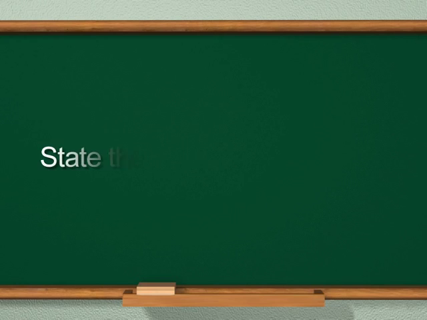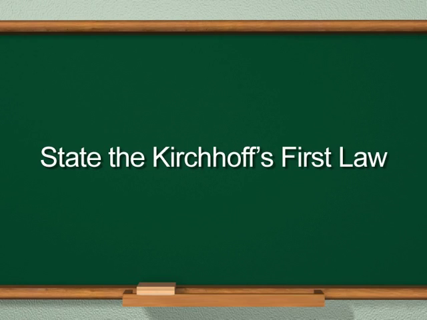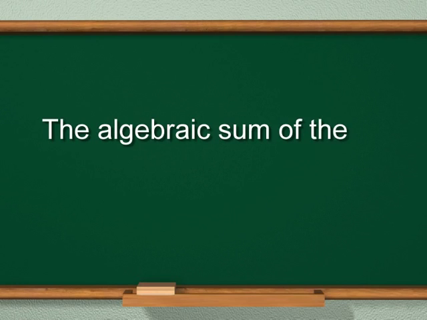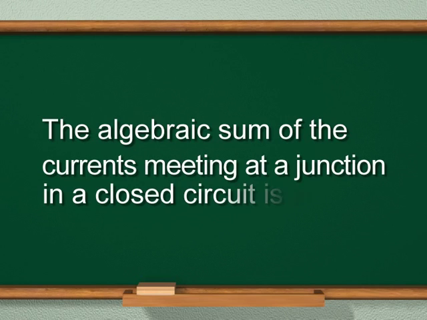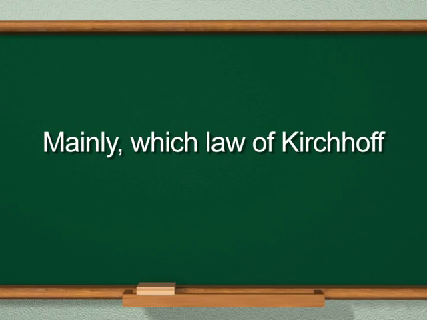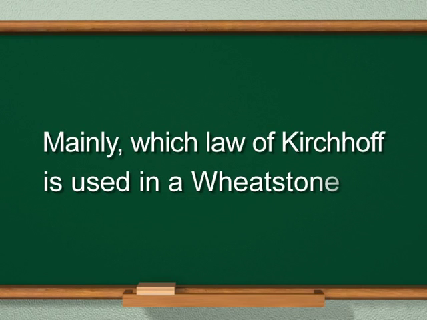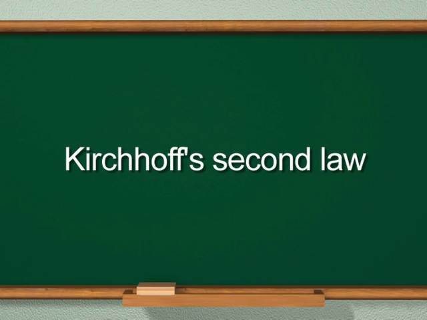The first question of today is, state the Kirchhoff's first law. Answer. It states that the algebraic sum of the current meeting at a junction in a closed circuit is 0. The second question is, mainly which law of Kirchhoff is used in a Wheatstone bridge? The answer is, Kirchhoff's second law is used in a Wheatstone bridge.